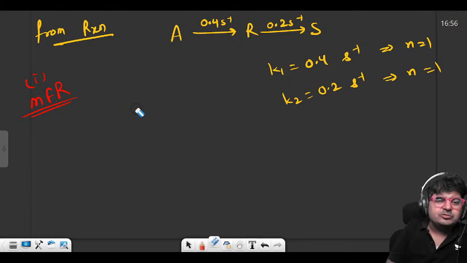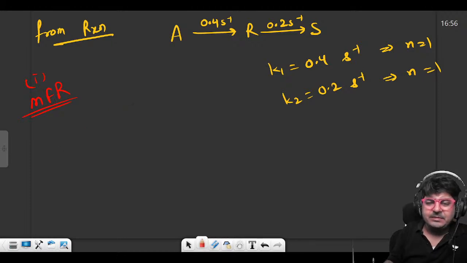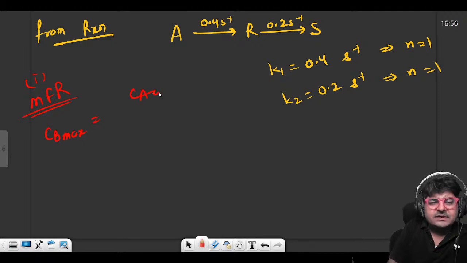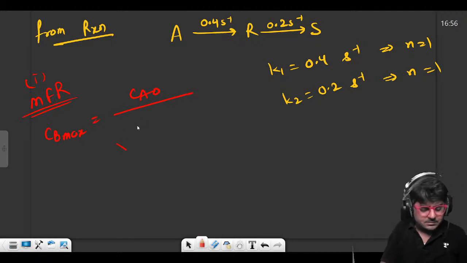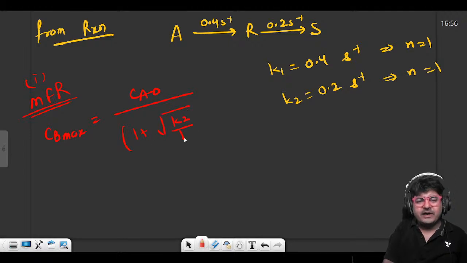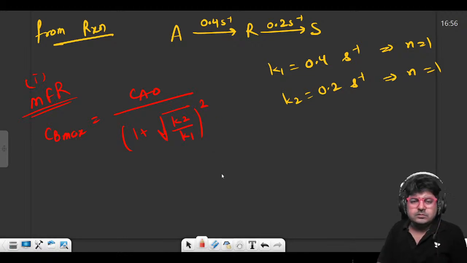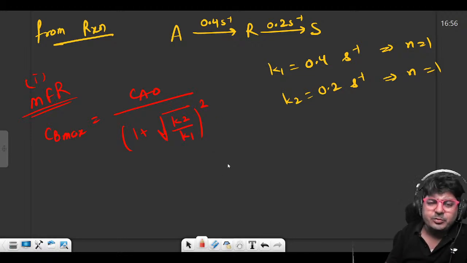जरूरत नहीं है, अगर आपसे पूछा जाए तो आप tau max निकाल सकते हो, बट आपसे CB max पूछा है, तो CB max will be what, CA naught divided by 1 plus square root of K2 by K1 whole power. This was the equation, K2 upon K1 power 0.5, और you can say square root. यहाँ पे आप वैल्यूज रख के डायरेक्ट सॉल्व कर सकते हो. तो CA naught is 10, यहाँ पे given है.